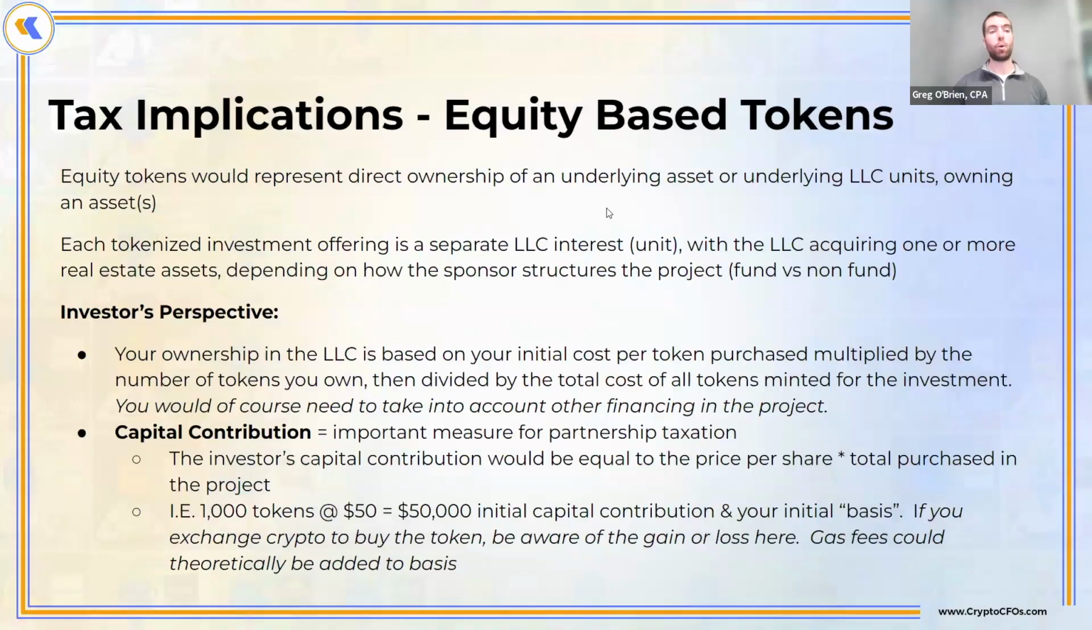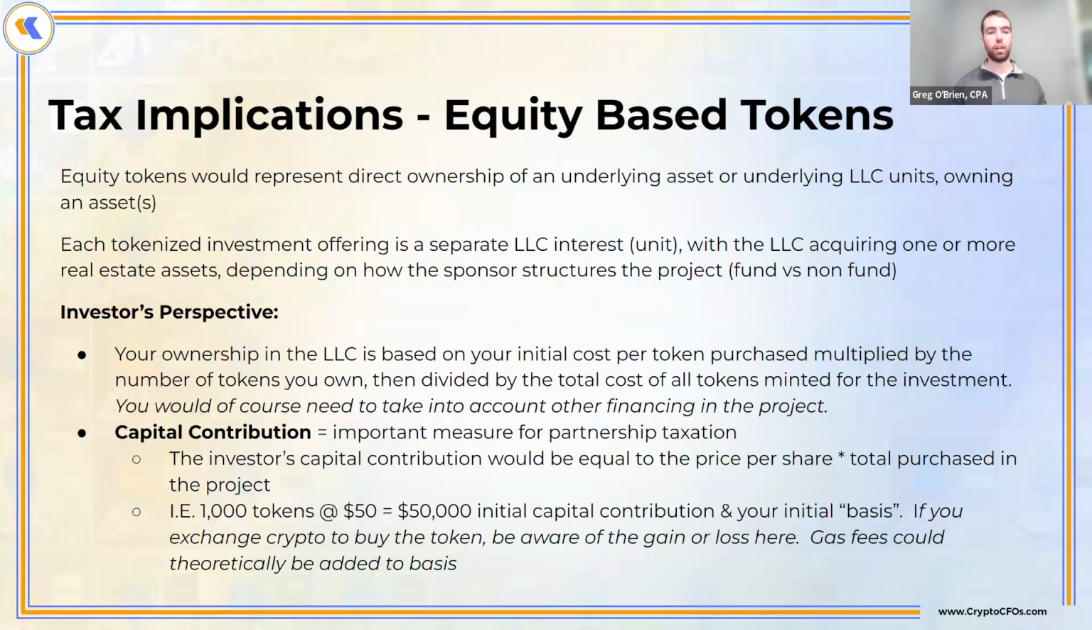All right, so let's talk more in depth about the tax implications for the equity side. The equity-based tokens, again, represent direct ownership in the underlying asset or the LLC that owns that asset. Generally speaking, one LLC will own one asset. That's not a hard and fast rule. One LLC could own multiple assets. That's a risk profile question and usually depends on how much debt you have in the project and how much you're at risk for. But to keep it easy, one asset goes into one LLC in our examples here.